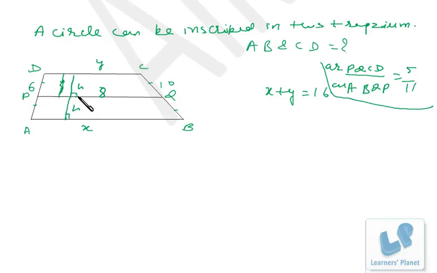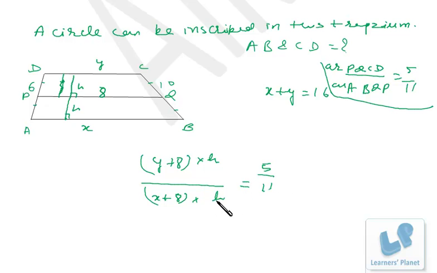Now what I'll do, I'll find out the area of this portion. What will that be? Sum of parallel sides into the distance between them by 2, right? Then the sum of parallel sides into the distance between them. This entire distance is 2h, but since this is the middle line, this distance will be equal to this distance, right? And this by 2, both of them will be cancelled, and this is actually 5 by 11, right? So 11y plus 88 is equal to 5x plus 40.